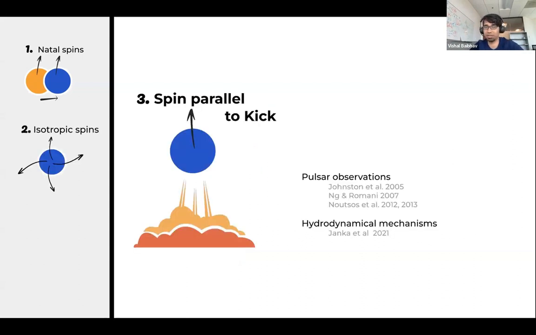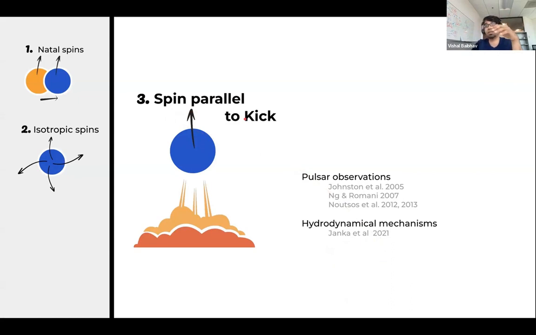The next possibility is that you can have spins parallel to the kick that the black hole or the neutron star receives when it forms during the supernova. And this is something that we see in the observations. This has been known since the early 2000s: if you look at the pulsar kicks and the pulsar spins, we find that they are usually in the same direction. Different hydrodynamical mechanisms have also been proposed to explain this. For example, 2 years ago, there was a paper by Janka which said that if the neutron star gets kicked, it is going to accrete the infalling material only in one direction, which gives you spin parallel to the kick.